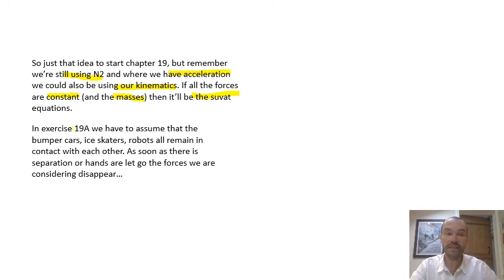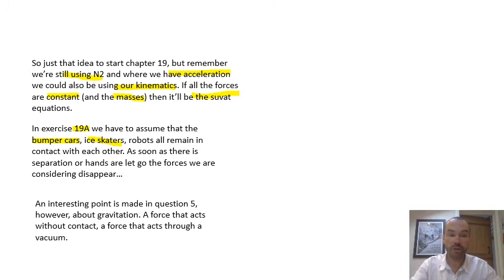In 19A, you have to assume the questions are for when the bumper cars are still in contact, when they're colliding and still staying in contact, pushing one way or the other. Any questions about ice skaters for Newton's third law, they're either pulling each other together or they're pushing each other apart, but they're still in contact with each other, okay? As soon as they let go, that contact force disappears. So this is all about things being in contact.